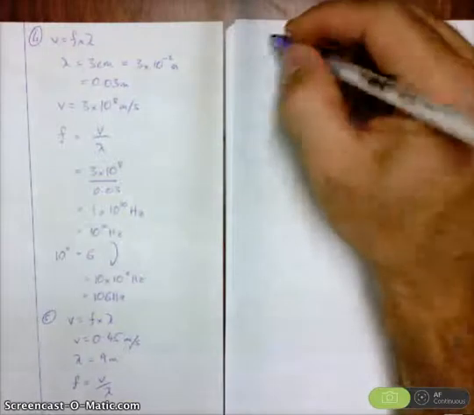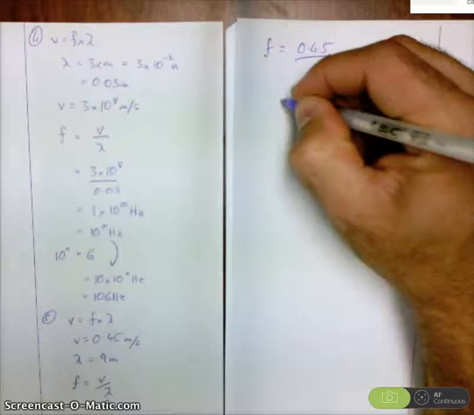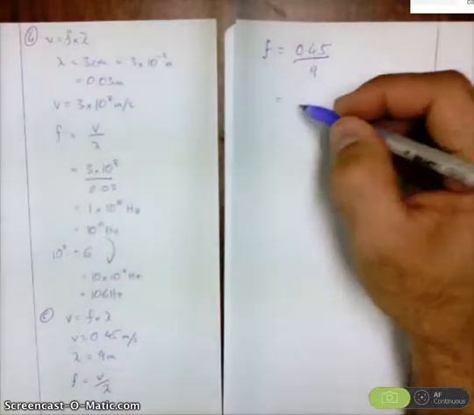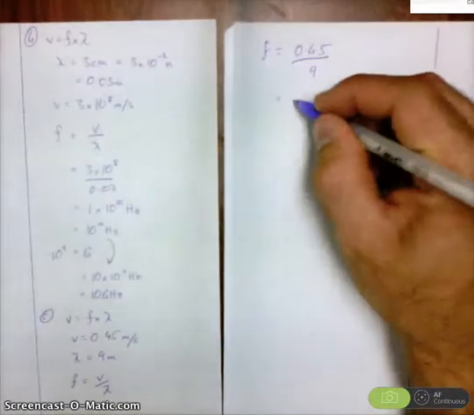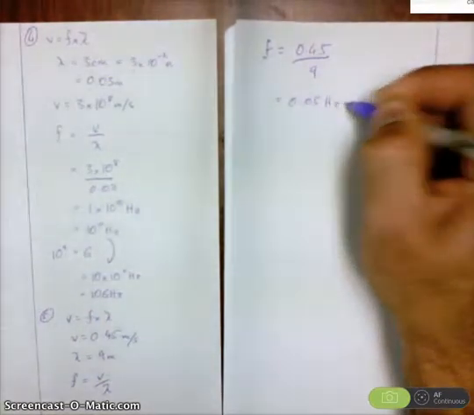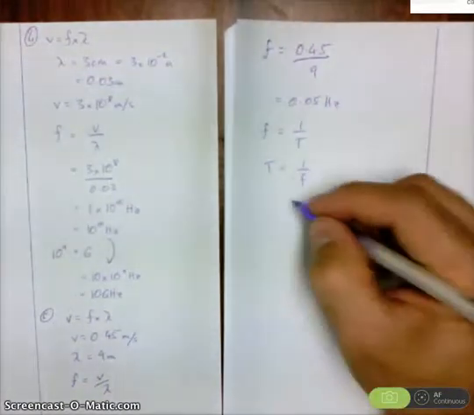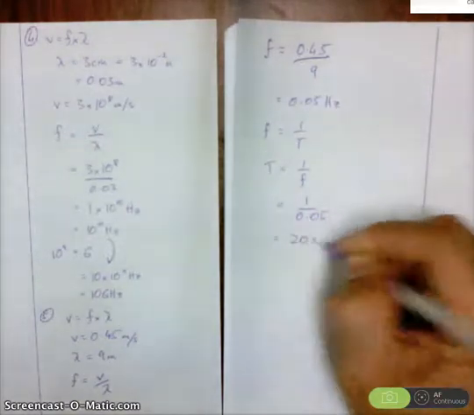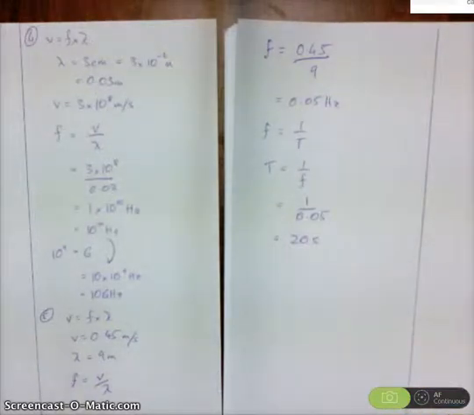So frequency equals 0.45 divided by 9, which is equal to 0.05 hertz. Now, frequency equals 1 on period, or rather period equals 1 on frequency. So 1 divided by 0.05 is equal to 20 seconds. That is 20 seconds per wave. That's the answer to question number 5.